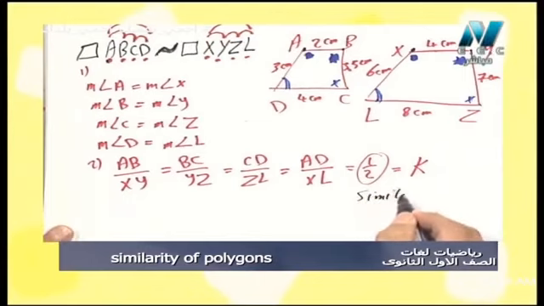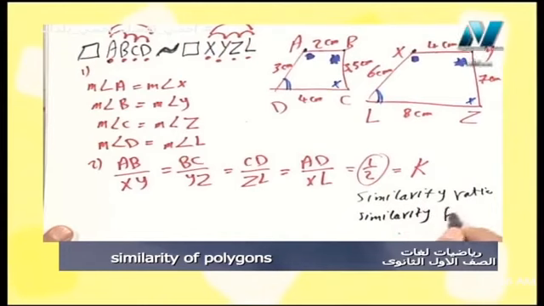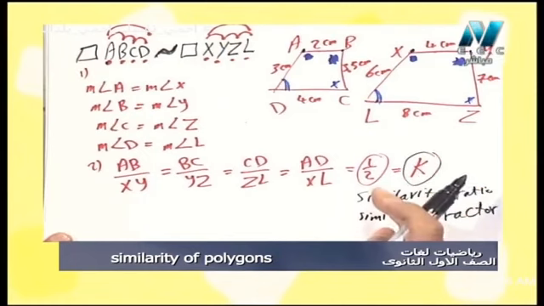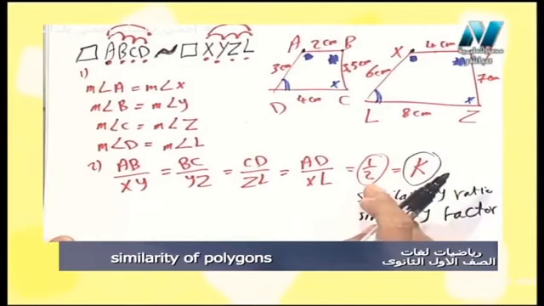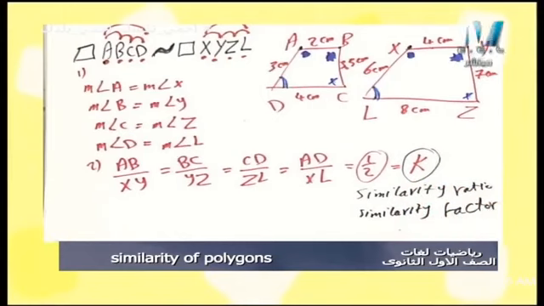Similarity, we can say similarity ratio or similarity factor. Okay, and K may be a number between 0 and 1 as half, or greater than 0. So let's talk about this number K. We will concentrate on it now.